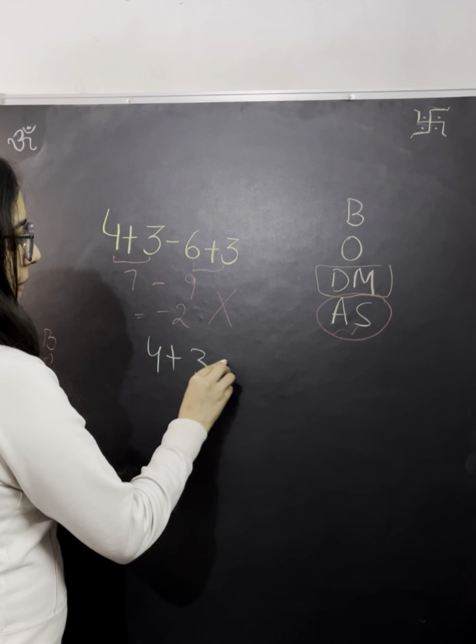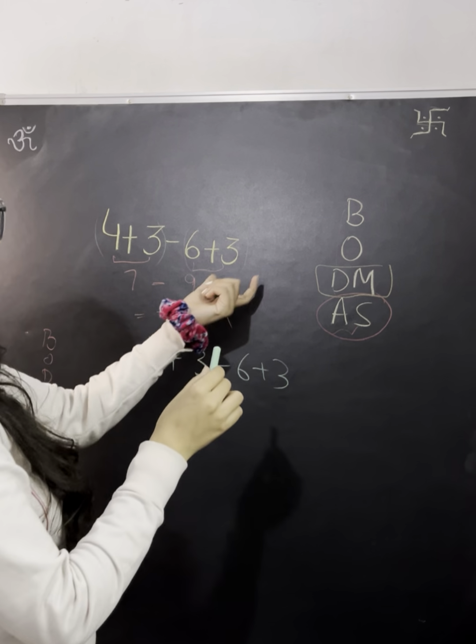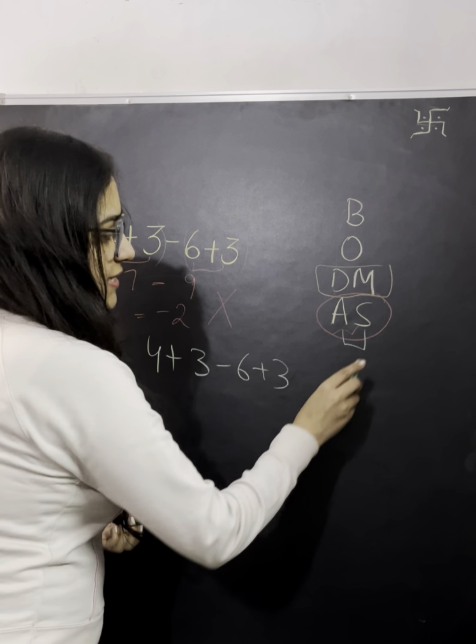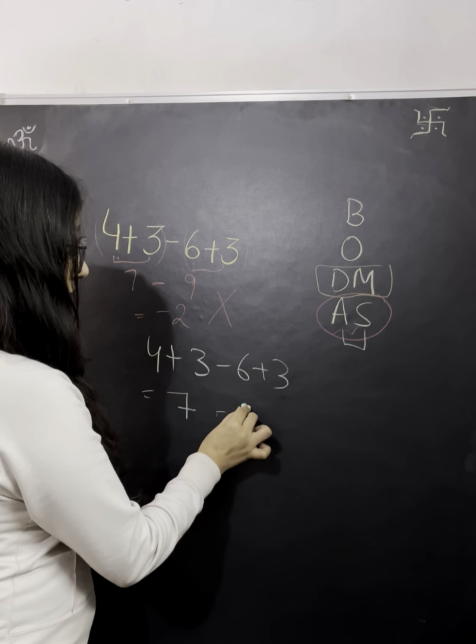4 plus 3 minus 6 plus 3 is given, right? Is there any bracket you can see? No. Why are you doing these first? They are twins. If A is coming first, okay, solve first. Good. Write the remaining thing as it is.